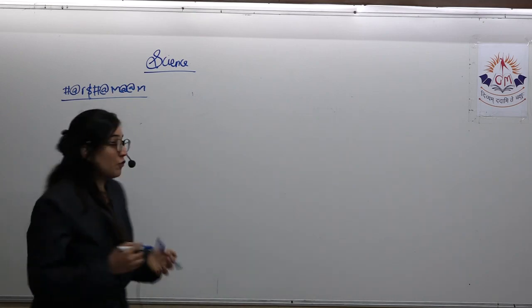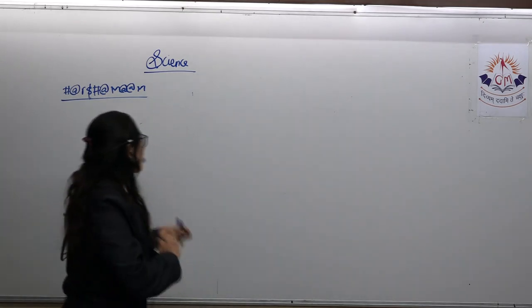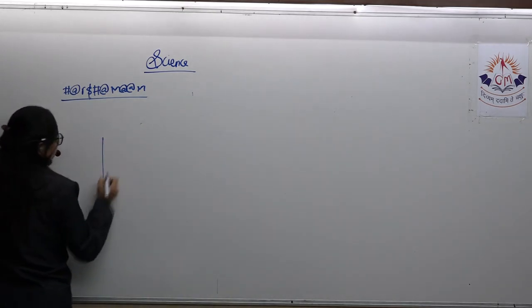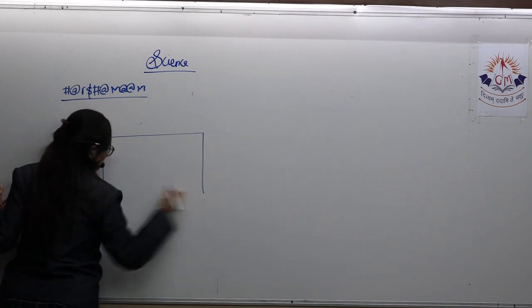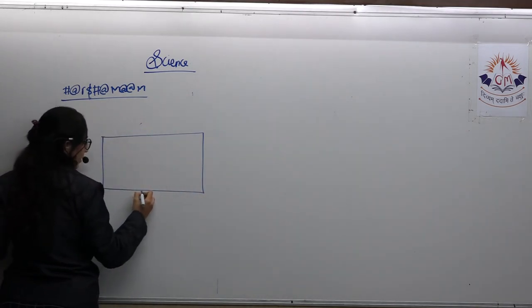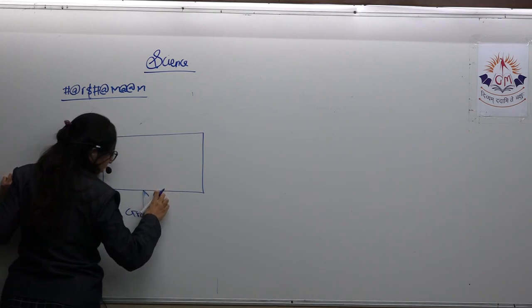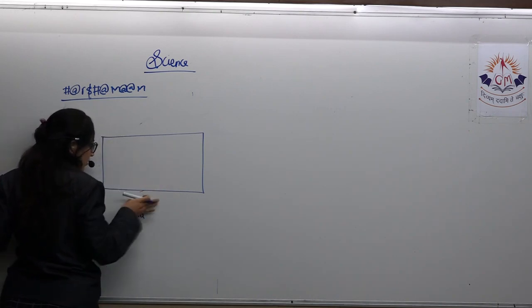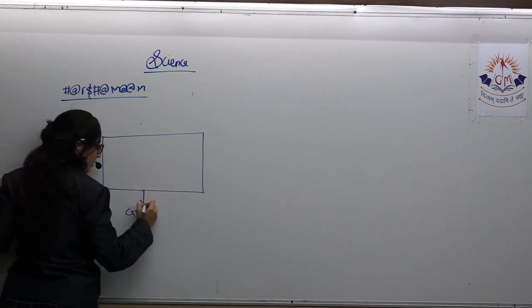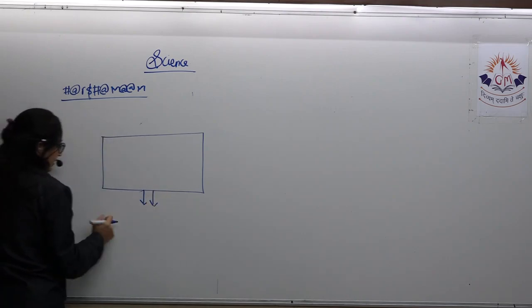First of all, let us clearly understand how many types of forces are acting on any object. This is the object. Always on the object, the gravitational force is acting, but in which direction? Bottom. And we have to note it in italics.